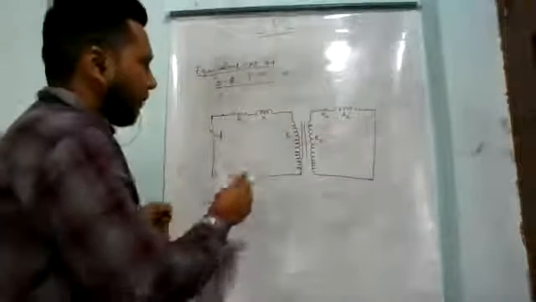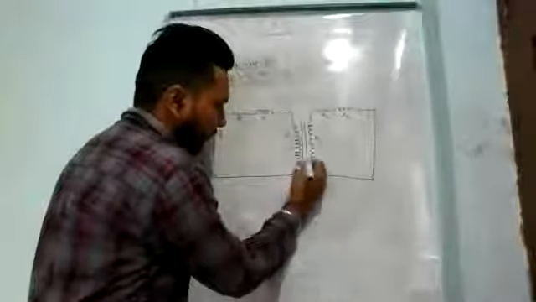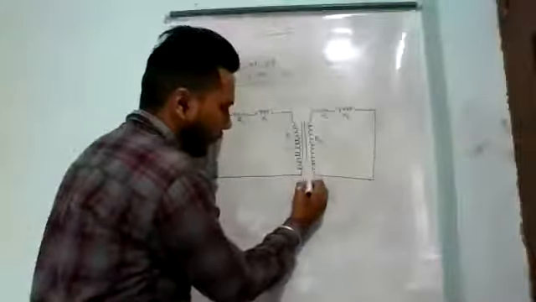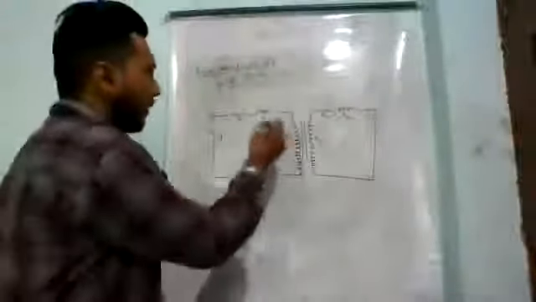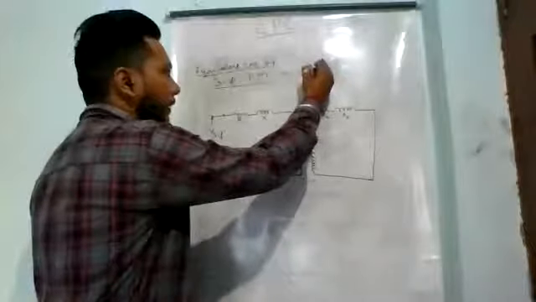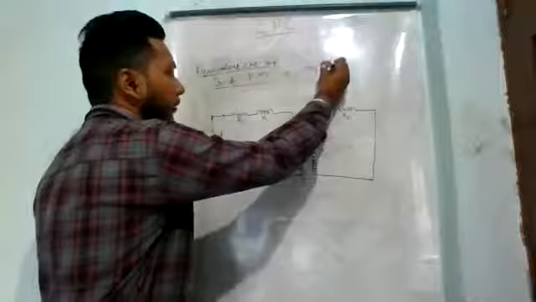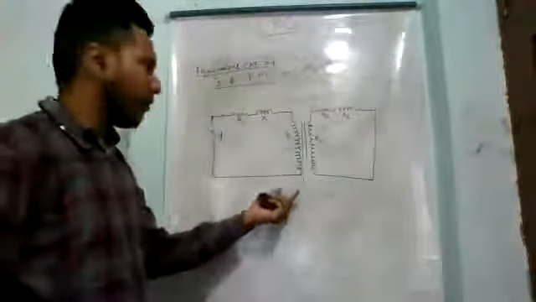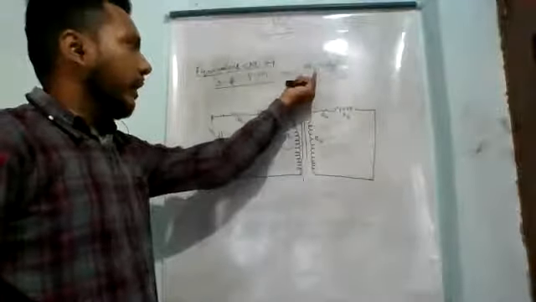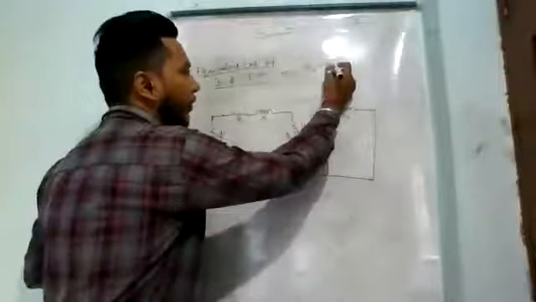Okay. Now let us consider that this transformer is a 1:1 transformer. 1:1 transformer means the number of turns in the primary winding is equal to the number of turns in the secondary side. This shows that the number of turns in the primary winding is the same as the number of turns in the secondary winding.